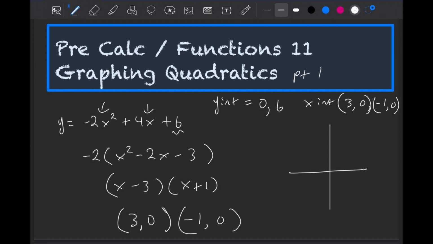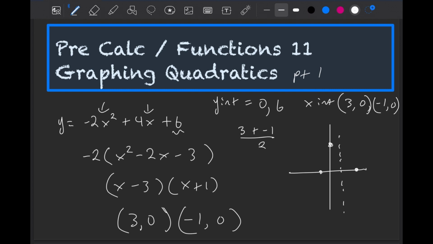And we can plot them. So let's just say roughly 3, and then -1, and then 0, 6, another 1. To find the vertex, basically the maximum or minimum, the biggest or the smallest point, we are going to take those. So 3 plus -1, and we're going to divide it by 2 because we know that the vertex will be exactly in the middle of the two intercepts.